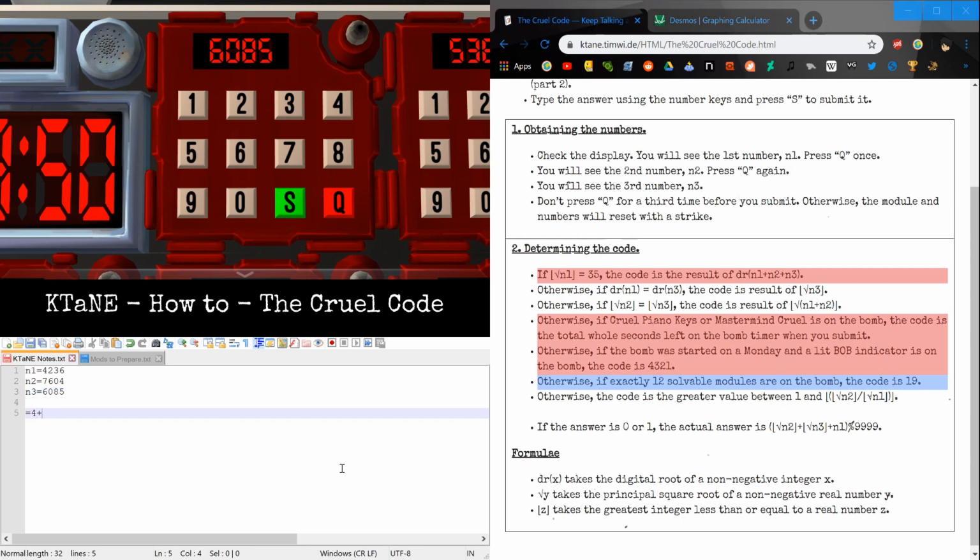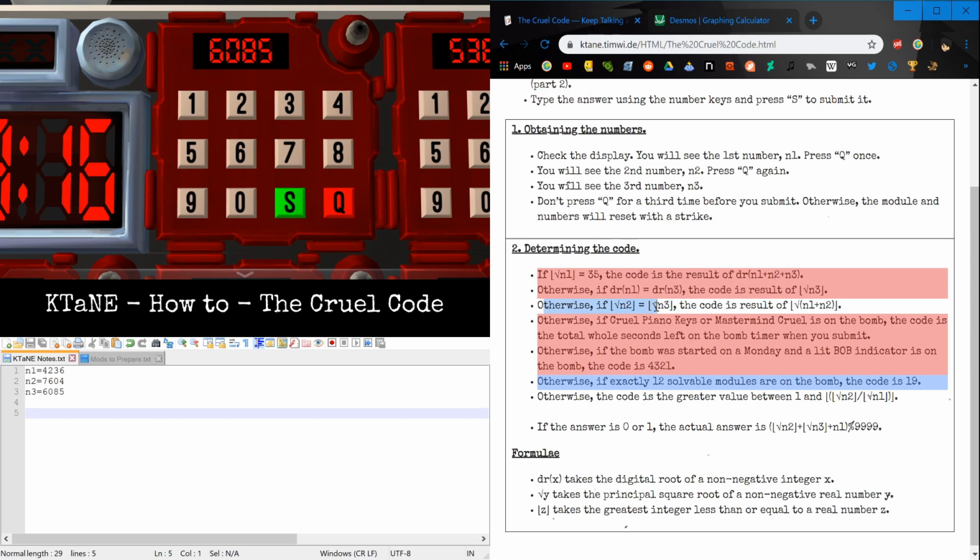Alright, let's take a look. 4236 and 6085. So 4 plus 2 is 6, 6 plus 3 is 9, and the digital root of 9 plus 6 will be 6. Then we have 6 plus 8 plus 5, which is 14 plus 5, which is 19, which will be 1, and that is also not equal, so I'm going to move on. This one doesn't look like it's going to be true.